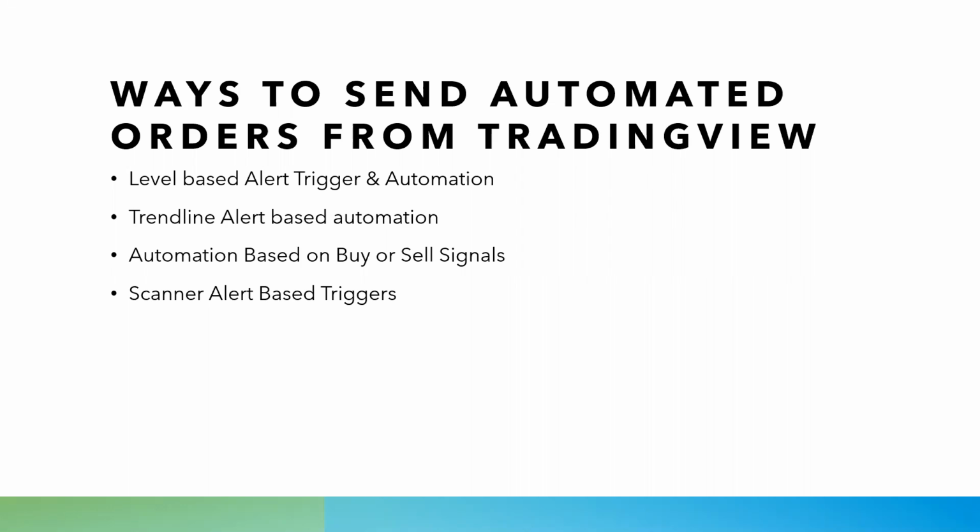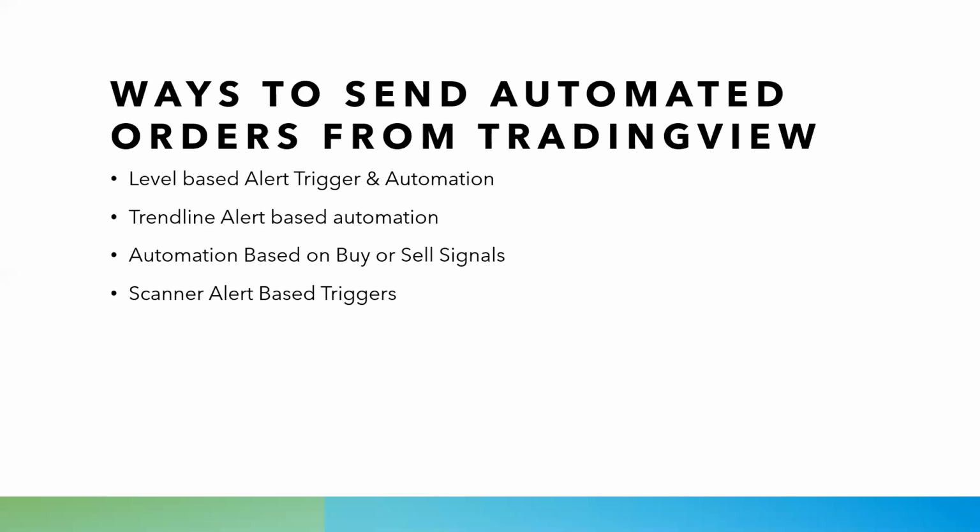Or you can create a trend line. When the trend line is breaking, you can convert that trend line break into an order. You can also automate based upon buy and sell signals, or when RSI is crossing a certain level, you can send the order. Or you can send alerts based upon scanners, scanner-based alerts. If you want to send automated order triggers from those, you can do that also.